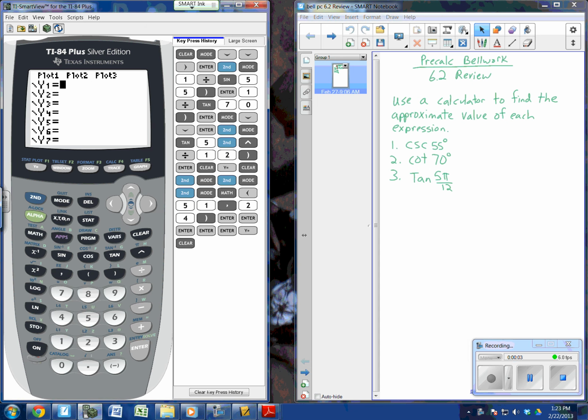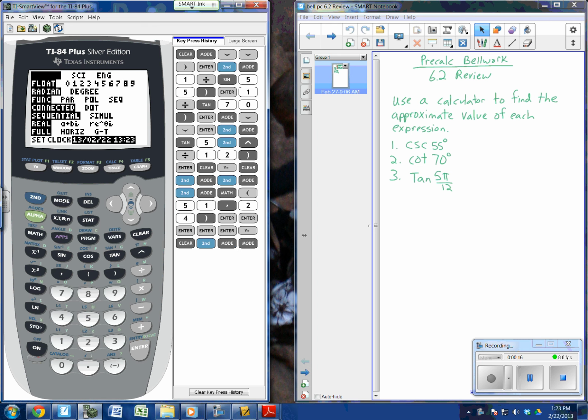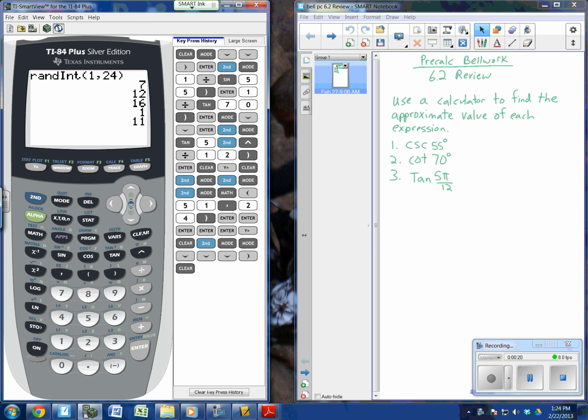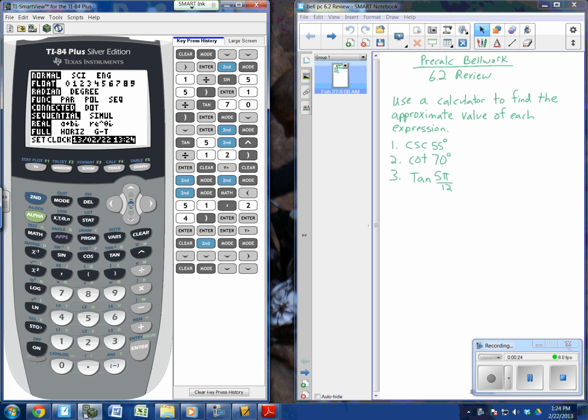Okay, you guys, these problems right here, let me just go over it. I just want to make sure you know how to put this in your calculator. First of all, 55 degrees, what mode should I be in? Degree mode. So everybody hit your mode button. Okay, degree mode.